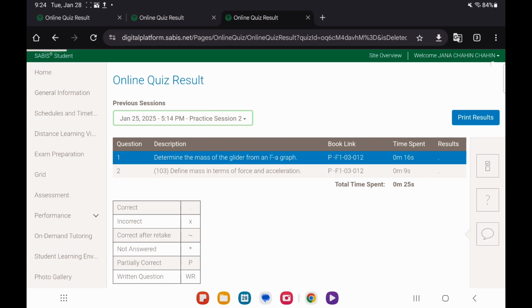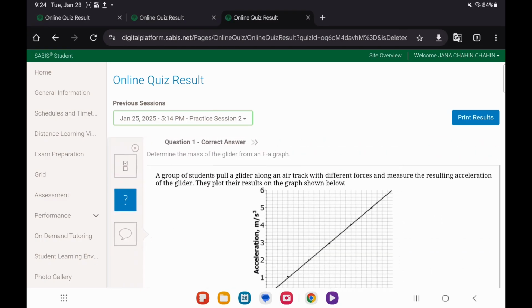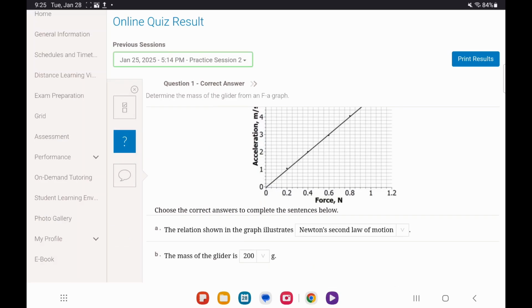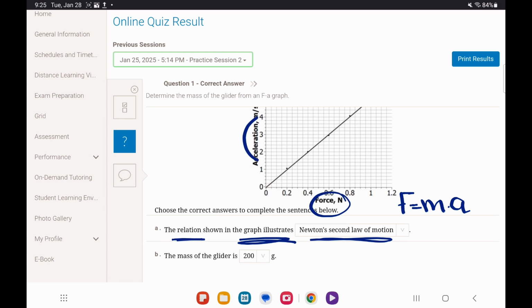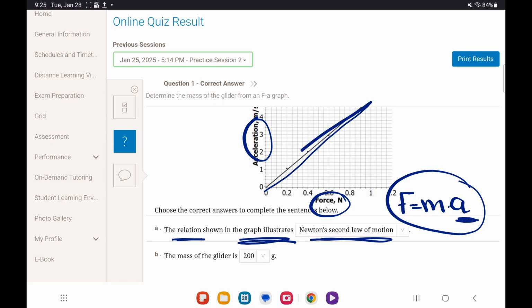Okay, 3.12 is only 12 questions. That's easy. So this question, they're asking what relation this graph illustrates. This graph illustrates Newton's second law. I'll tell you why. Because Newton's second law is F equals ma. Here we have force and we have acceleration, so we have two of these, so we're finding a. So this line is a. That means this is Newton's second law.